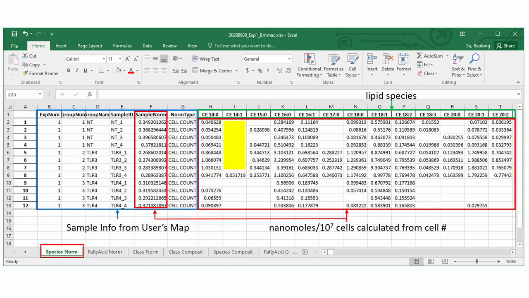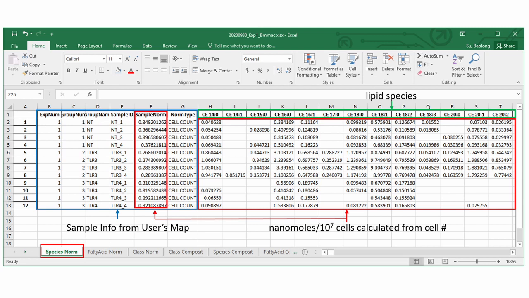The first tab, Species Normalized, reports all species in nanomolar amounts normalized to the value you provided. In this case, that would be nanomoles per 10 million cells. If you scroll across this sheet, you'll see several hundred lipid species sorted in alphabetical order. Almost all of these species should be searchable on the LipidMaps database. Some may be missing as the database is a work in progress.